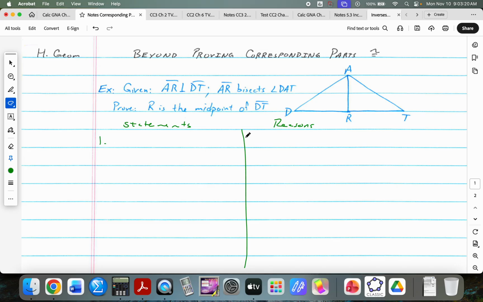Just as a reminder, if you're doing a two-column proof, you must number your statements and reasons. That's at least in part so that someone who's trying to read it can follow what it is that you're doing.